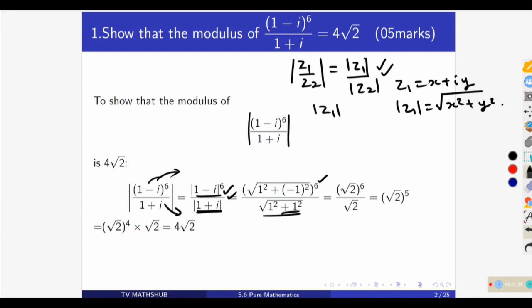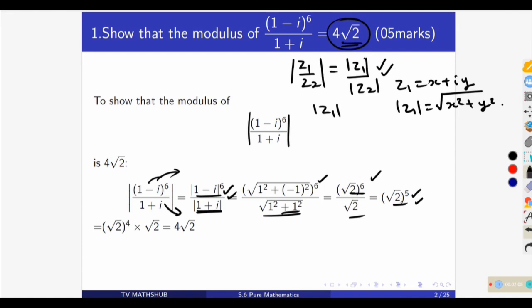So this will give us the square root of 2, but the whole of it is to the power 6, divided by the square root of 2, and this will be the square root of 2 to the power of 5. So we shall have this. But what are we interested in? We are interested in showing that the modulus is 4 square root of 2. So we need to simplify this expression such that we are able to get the required answer.